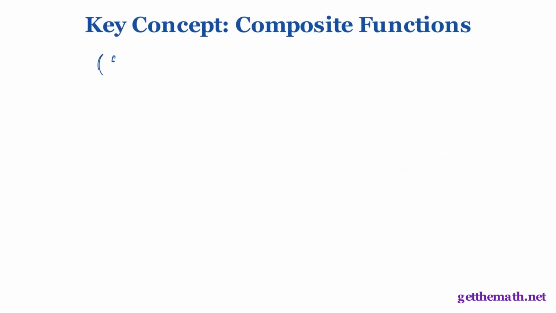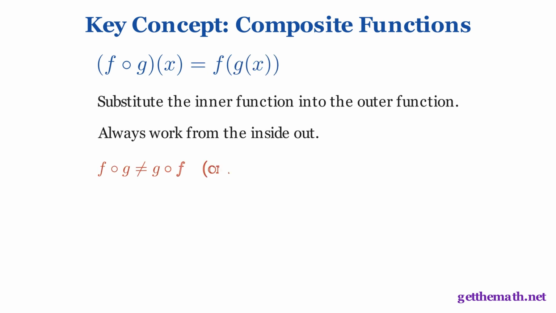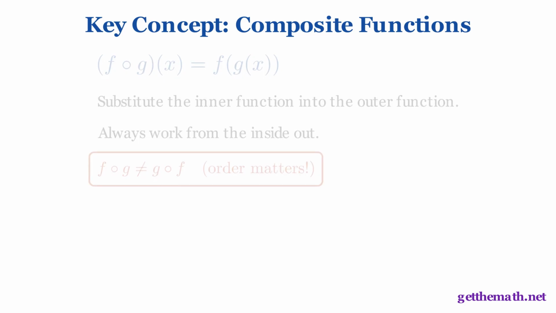Key concept: composite functions. The notation f composed with g, written as f circle g, means f of g of x. You substitute the entire inner function into the outer function. Always work from the inside out.